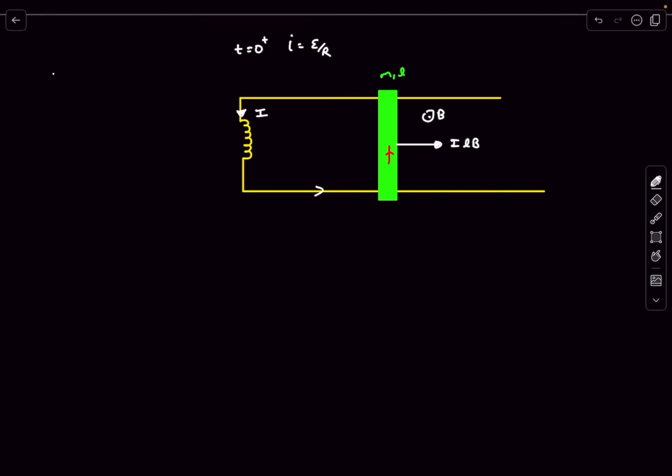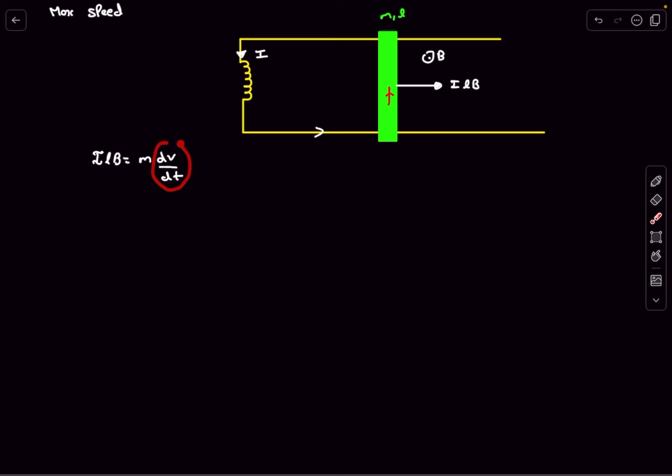Now guys, our problem is to find out the max speed of the rod. Okay, let's write the dynamics equation for the rod. So the only force acting on the rod is ILB, and this will be equal to the mass times its acceleration, dV by dt. So if you observe something, the acceleration is positive as long as the current is flowing.